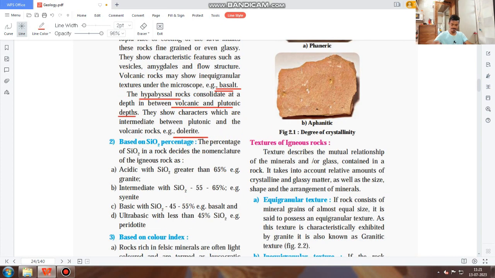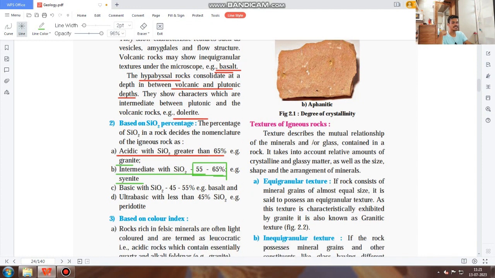Second is the classification based on silica percentage. Acidic rocks have silica percentage greater than 65%, and the best example is granite. Intermediate rocks fall in the middle range, and the example of intermediate is syenite. Basic, in the range 45 to 55%, is basalt. And ultrabasic, less than 45%, is peridotite.